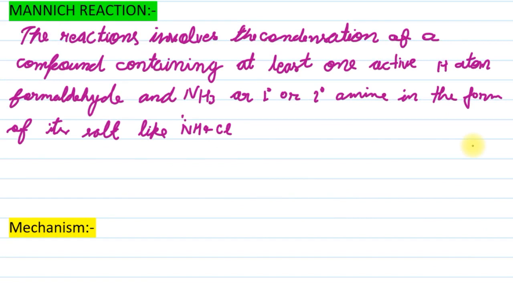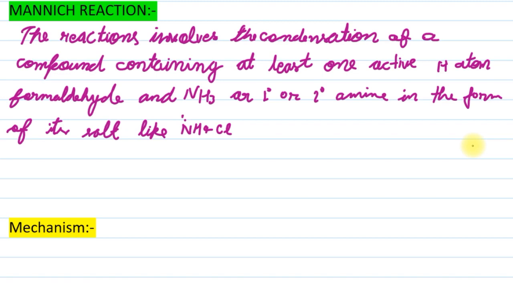In this session I am going to discuss a very important name reaction, the Mannich reaction. First of all, what is the Mannich reaction? The reaction involves the condensation of a compound containing at least one active hydrogen atom, formaldehyde, and ammonia or a 1 degree or 2 degree amine in the form of its salt, like NH4Cl. The compound formed in this reaction is known as the Mannich base. The catalyst is an acid or base.